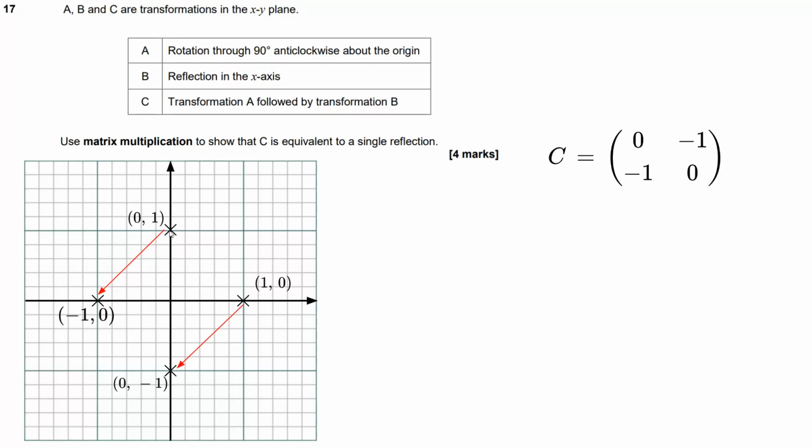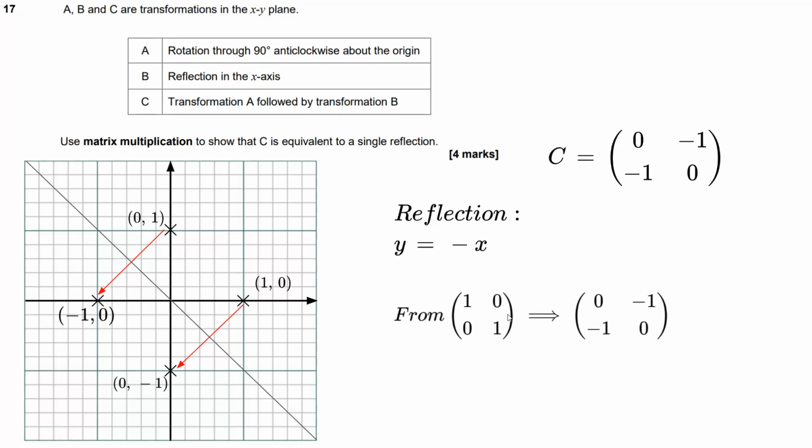And it's not a rotation the other way, because even though this point will go here, this point will go over here. So the only thing it can be is a reflection in the y equals negative x line. So then this point goes to this one, and this point goes to this one. So just say that. From the identity matrix to this is a reflection in the y equals negative x. That's all 4 marks.